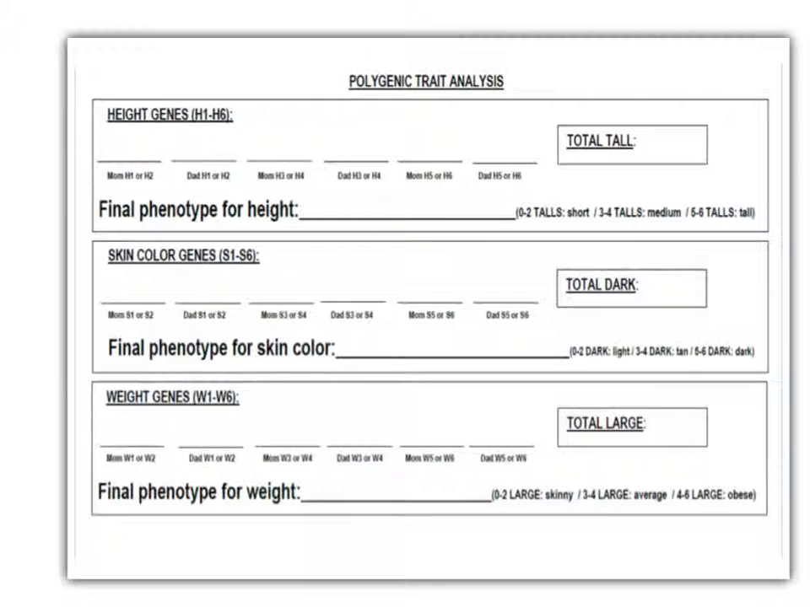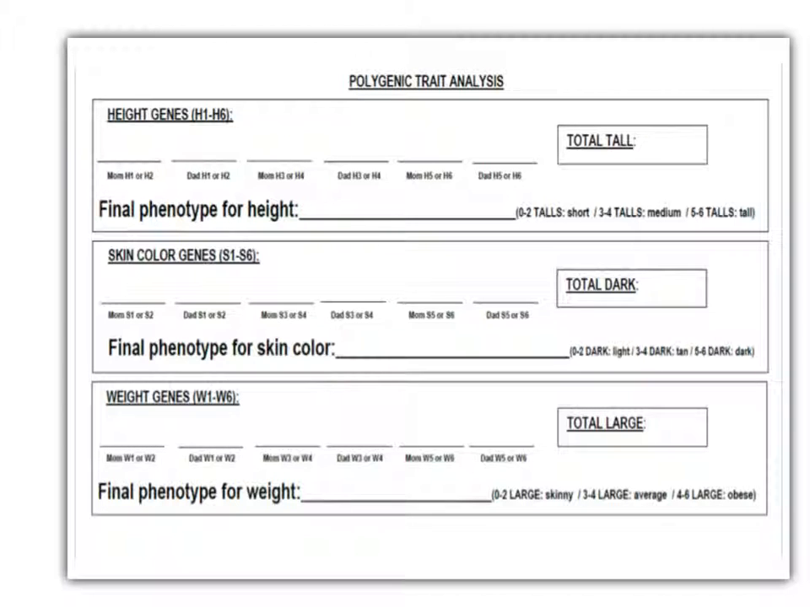So if you remember in the last video, I said we're going to go over polygenic traits a little bit more once we actually do the project. So that's what we're going to do right now. If you see, we have our height gene, our skin color gene, and our weight loss gene. These are determined by multiple different genes. So we have to figure out if our baby's going to be tall, if they're going to be light or dark skin, or if they're going to be thin or large.